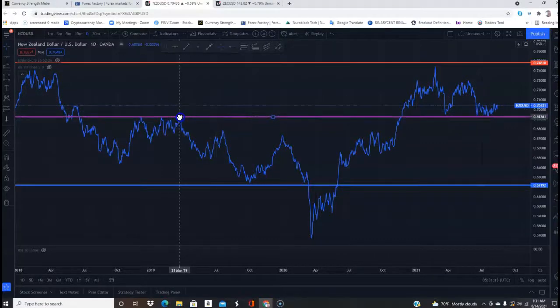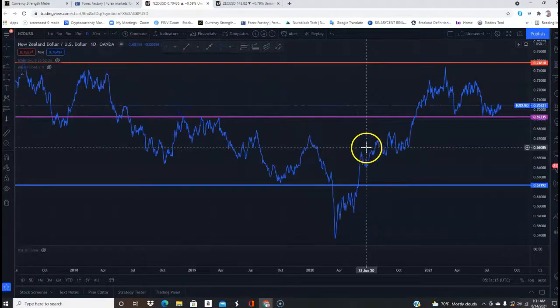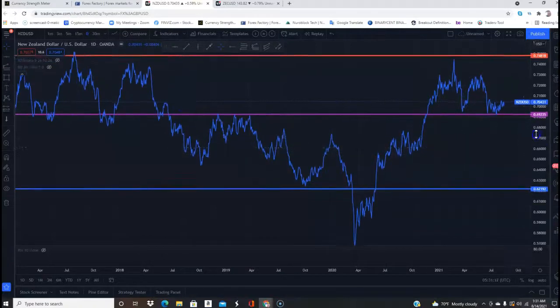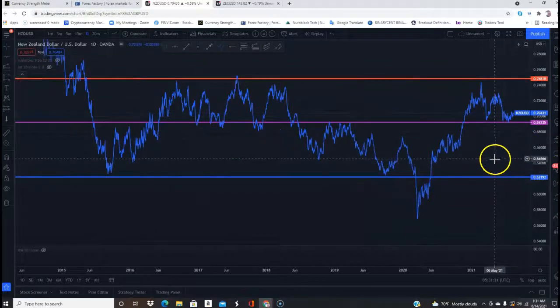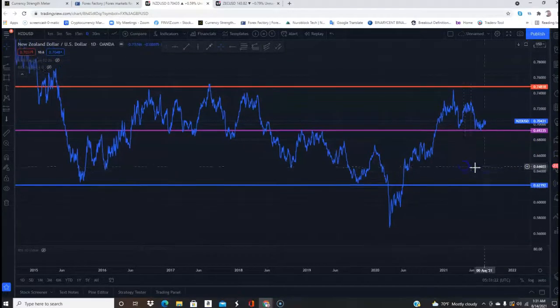Remember guys, it's not going to be perfect. It's our job to get as close to perfection as possible, but nothing is ever perfect, especially when it comes to trading in the financial exchange markets.